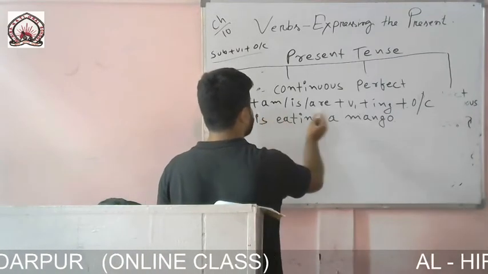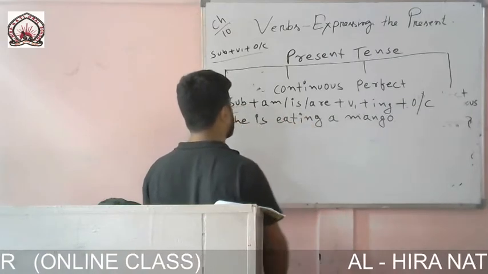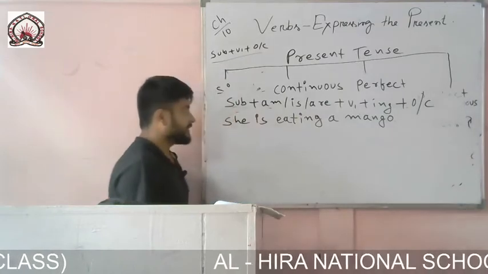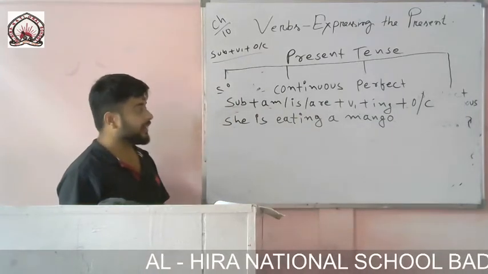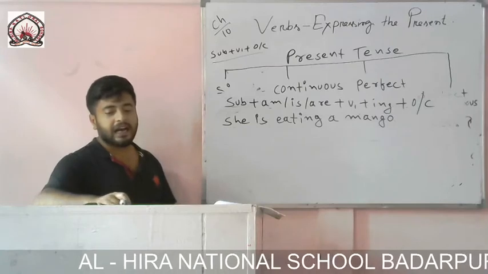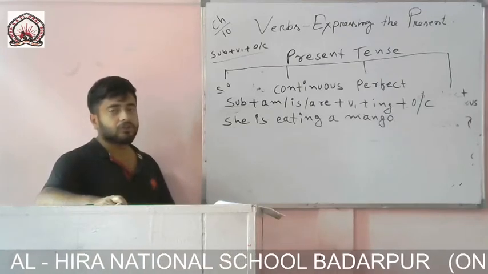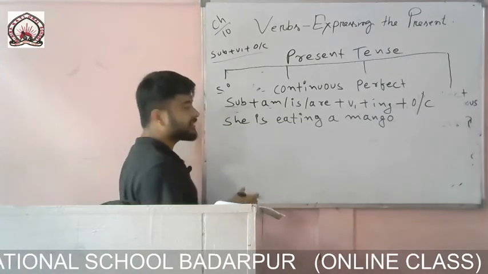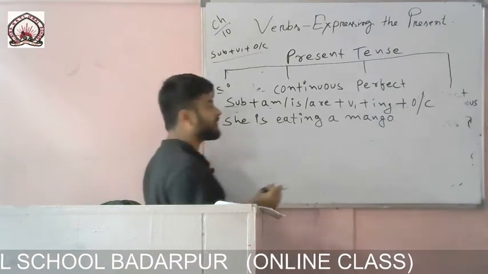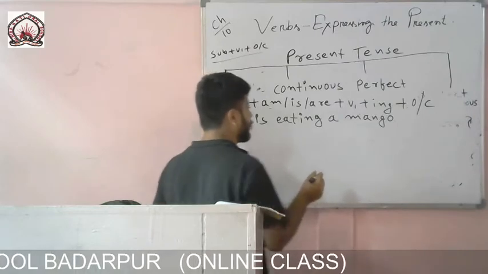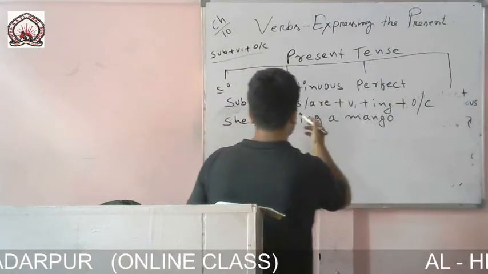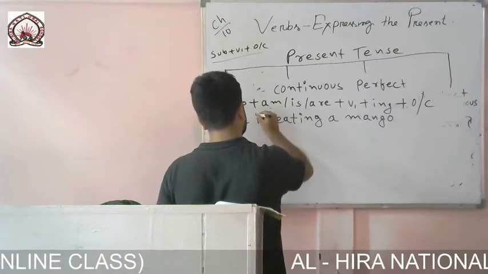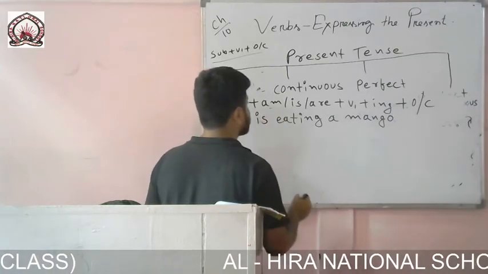Then am, is, are: according to the subject, we have to write the auxiliary verb am, is, or are. They are also verb be, and as I said earlier, they are used to show tense. They are used in present continuous, present perfect, and present perfect continuous to form tense. Now, is: she is eating a mango.